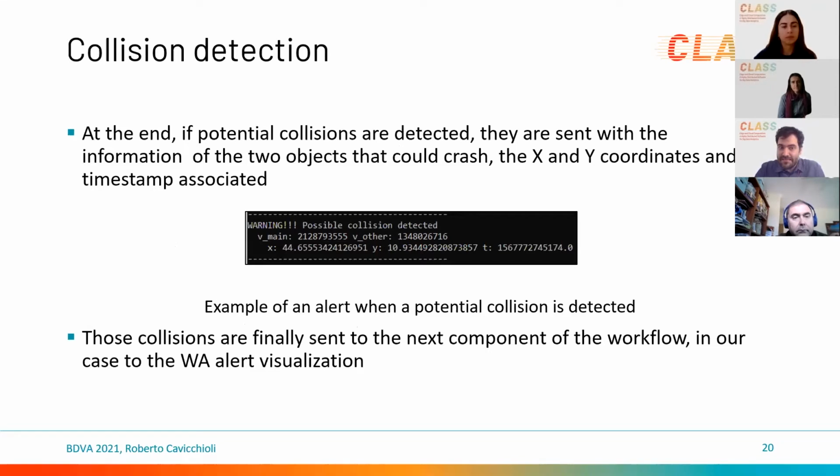And we send it as this kind of information. So we have a warning with the possible objects and the position, latitude and longitude, and a certain point in time in which the collision might happen.